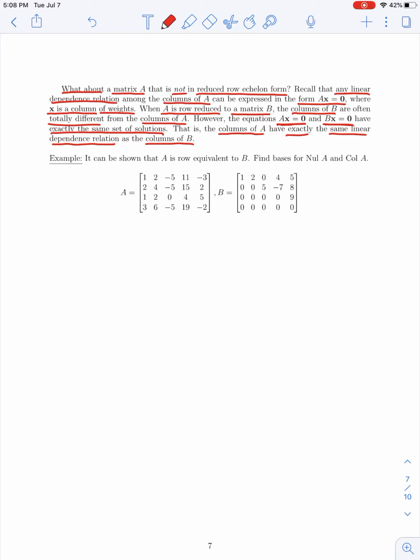So let's look at an example of this. It can be verified, we won't go through the work of it here, that the matrix A can be reduced through row operations to the matrix B, and we are asked to then find bases for the null space and the column space of A. All right, so let's see if we can determine, first off, a basis for the null space.